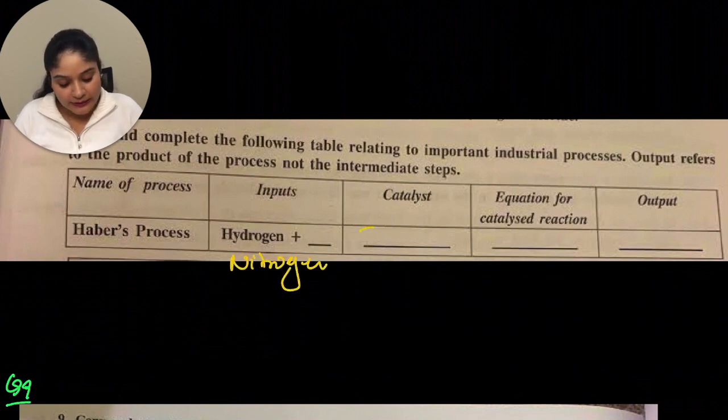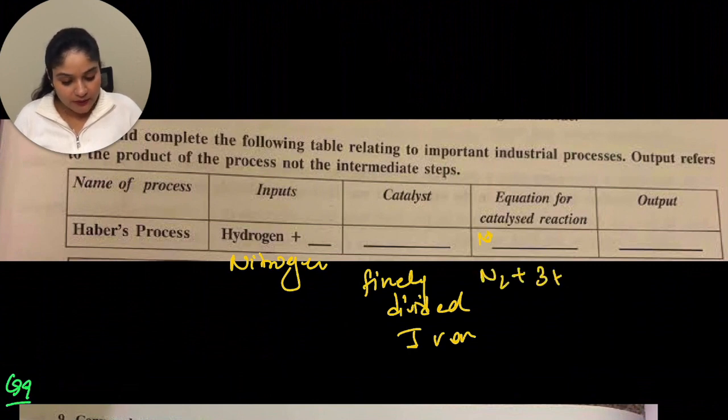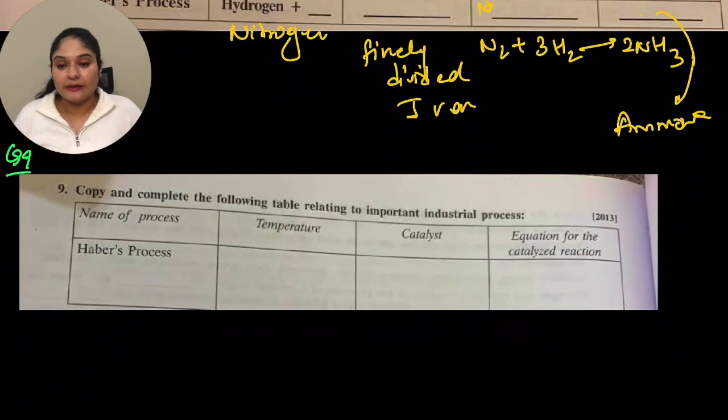What is the catalyst? That is iron, finely divided iron. It's not clearly visible on white, so I'm just going to write here. So it's finely divided iron. Then you need to give in the equation. So that would be nitrogen plus hydrogen, which will give you 2 molecules of ammonia. What is your output? Output is ammonia. Okay, let's move ahead to the next question.